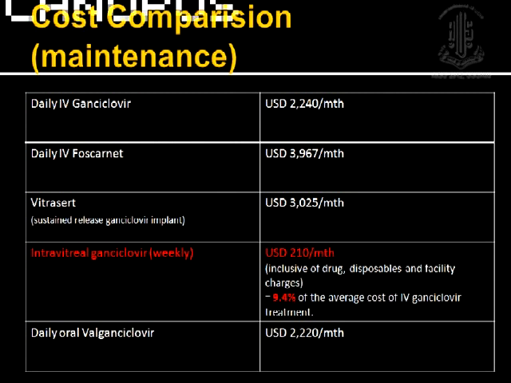As you see in the cost of maintenance, because they have to use it for a long term, you see that intravitreal ganciclovir is the cheapest option and very minimal compared to the other options which are available for CMV retinitis.